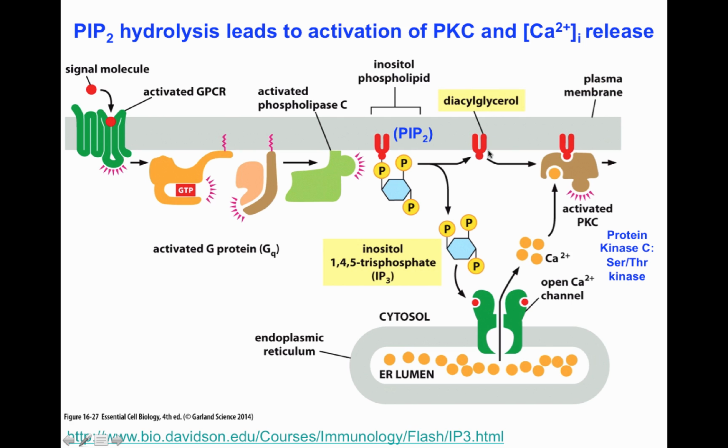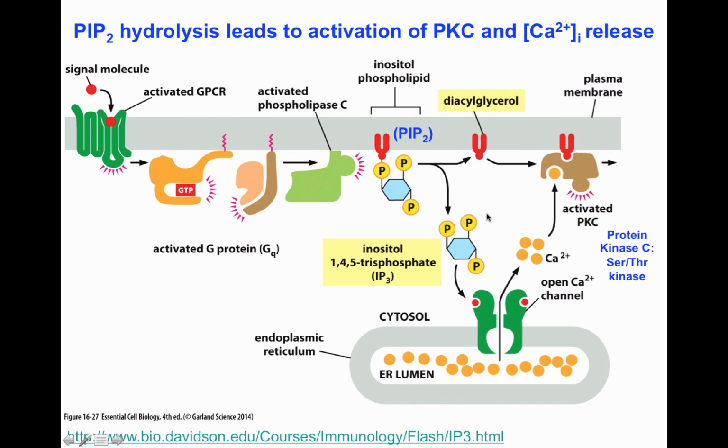Diacylglycerol is going to remain bound to the membrane, but is going to help attract a protein called protein kinase C. Protein kinase C, like protein kinase A, is a serine threonine kinase, and they're slightly related to one another. So that is one of the first things that is going to happen. Phospholipase C cleaving PIP2 is going to generate diacylglycerol and IP3. Diacylglycerol helps recruit protein kinase C to the membrane.